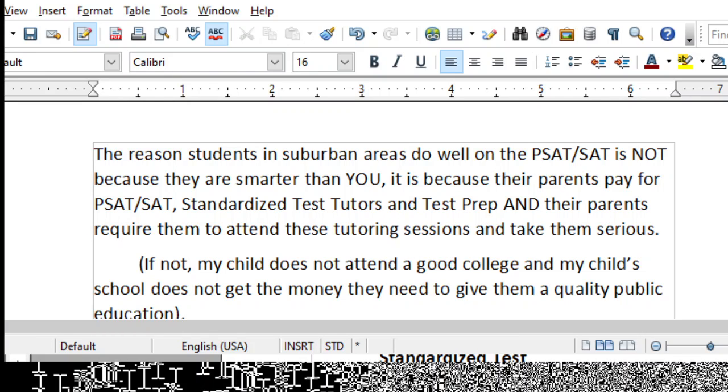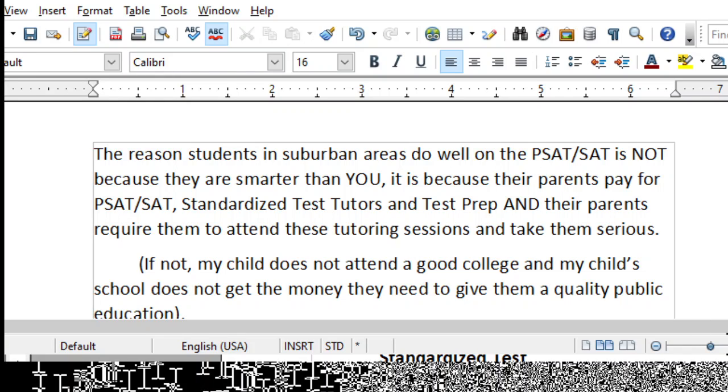So they want to make sure that their child's school gets all the money that they can get, in order that their child can get all the resources that they can get, so that their child can have a quality education. So it has nothing to do with them being smarter than you. It's about resources. It's about their parents being willing to pay for a tutor so their child can get the highest score possible, so their child can get into the college of their choice.